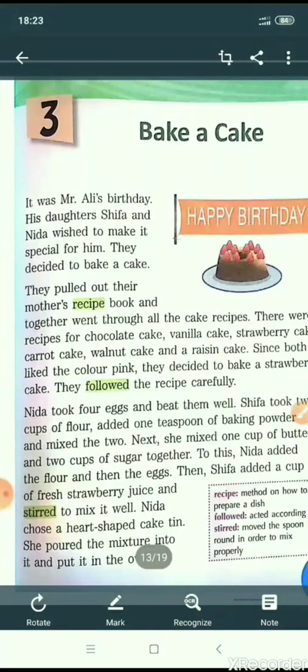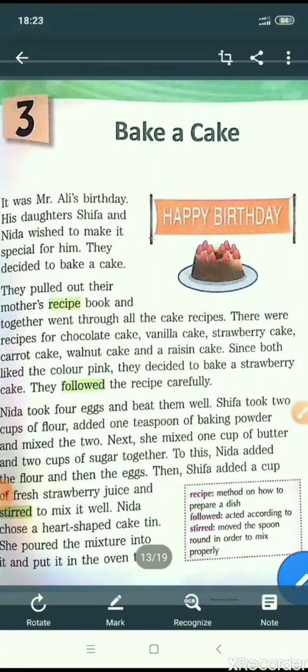Next paragraph. Nida took 4 eggs and beat them well. Shifa took 2 cups of flour, added 1 teaspoon of baking powder, and mixed the two. Next, she mixed 1 cup of butter and 2 cups of sugar together. To this, Nida added the flour and then the eggs. Then Shifa added a cup of fresh strawberry juice and stirred to mix it well.